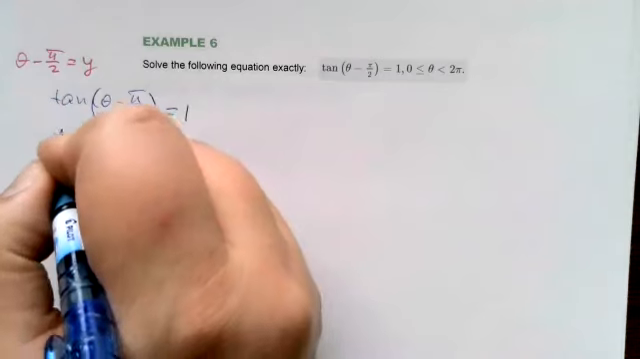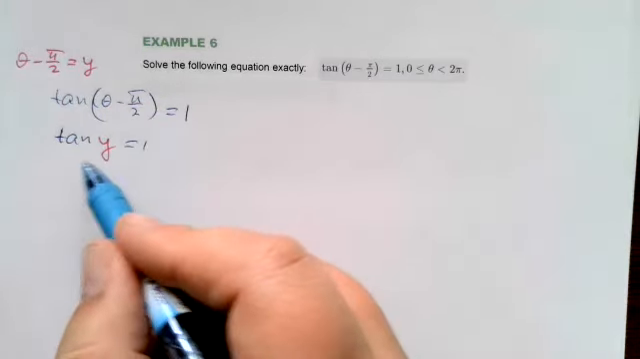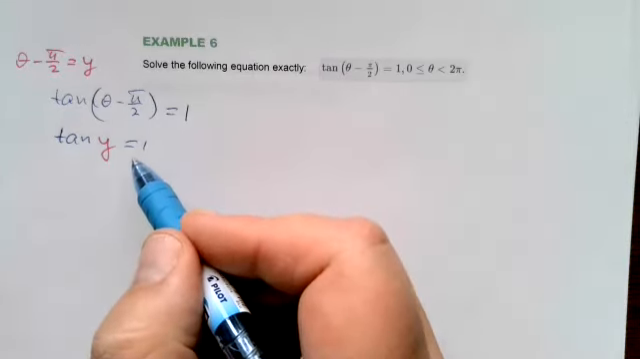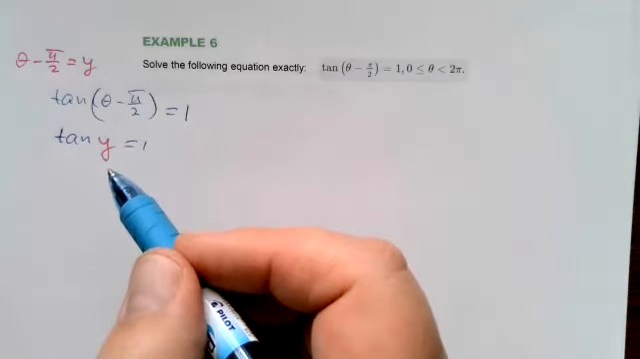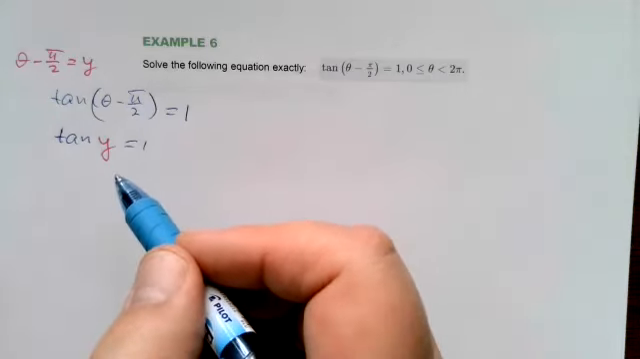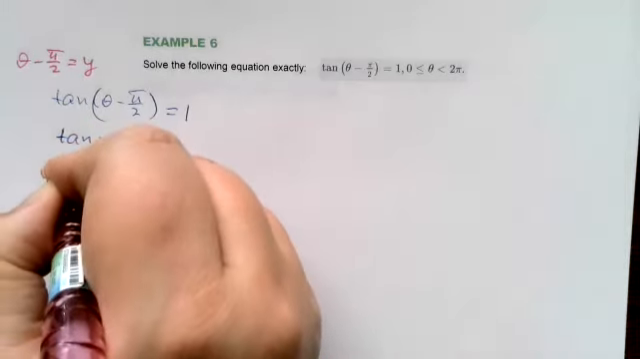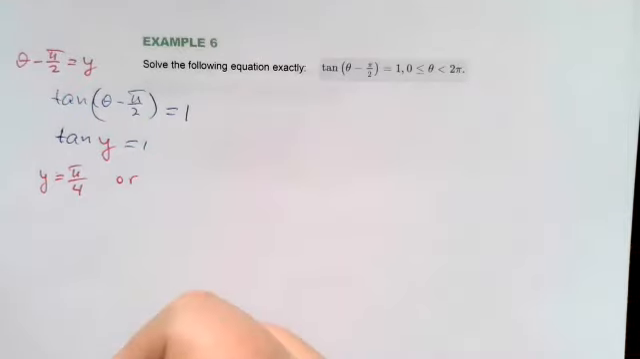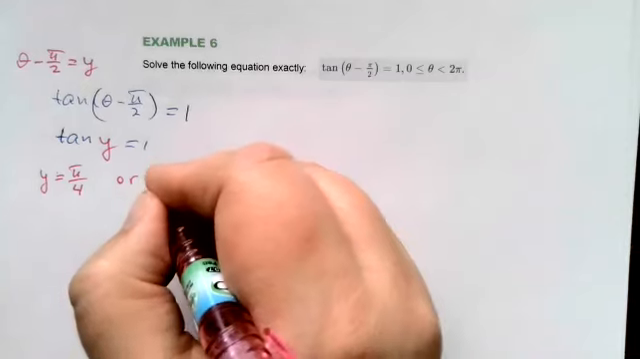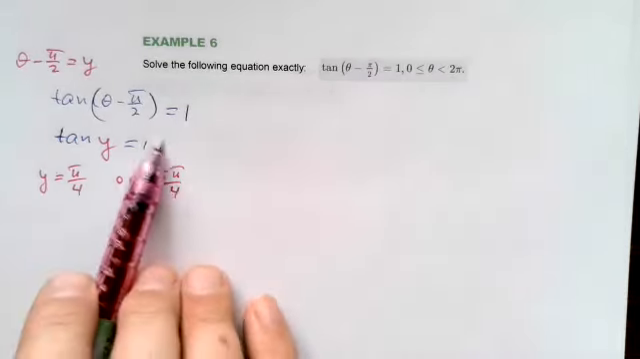So if we look at the tangent on the unit circle, where does it equal 1? Well, it happens in the first quadrant, at pi over 4. I'm going to keep writing it in a different color. And on the other side of the circle, at 5 pi over 4. So that's where this equation works, right?